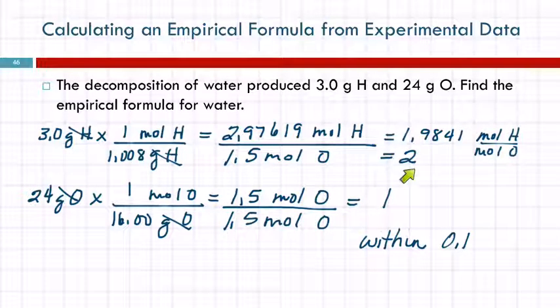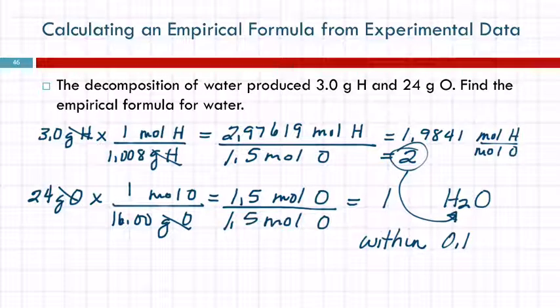This now is the subscript for hydrogen, and this is the subscript for oxygen. So I get H2O. This 2 is that 2 right there. And this 1 is that 1 that I don't want to write, but it's understood. So the formula is H2O. Any questions?